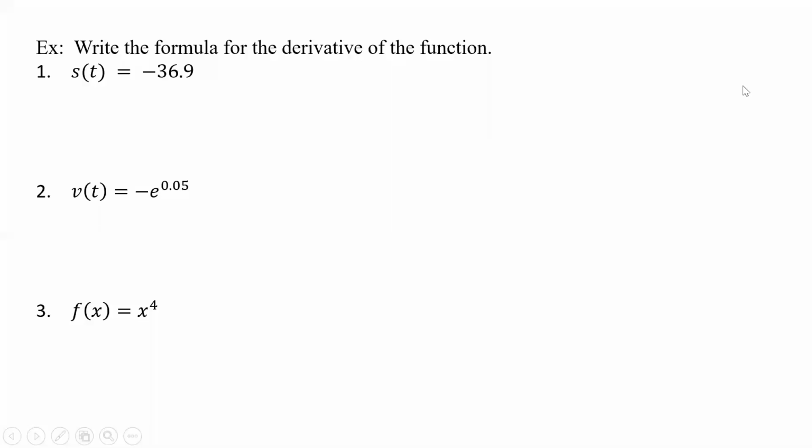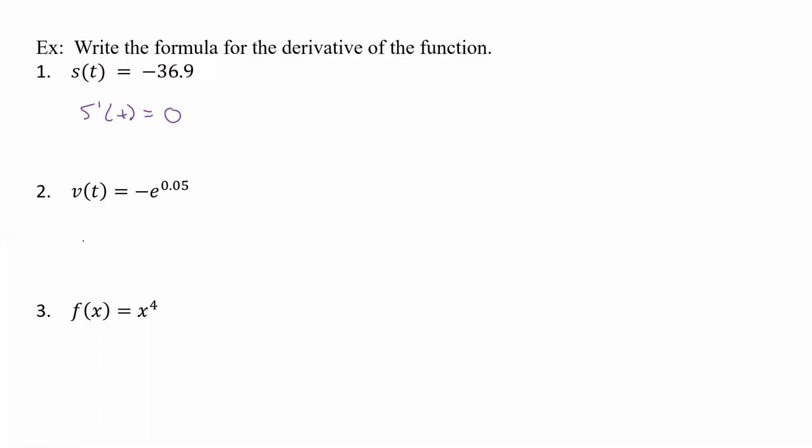All right, so what we're supposed to do is write the formula for the derivative of the function that's given. So this one we have s of t equals negative 36.9. Well, what do we know about negative 36.9? That's a constant, and so that means s prime of t is going to be 0. We didn't have to do anything. We knew that if we took a derivative of a constant function, we get 0.